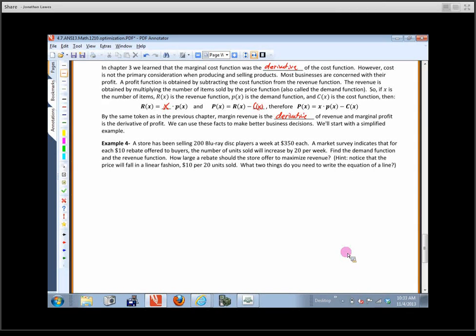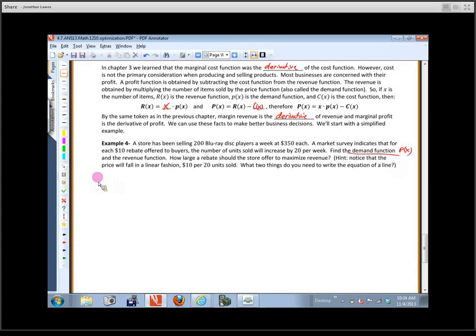All right, so it says find the demand function. And again, another way you could think of the demand function is the price function. And the revenue function. How large a rebate should the store offer to maximize revenue? Okay, so this is what we've got to figure out first. It says find the demand function and the revenue function. So let's focus on this right here. Let's find the demand function or the price function P of X. What is the price based on how many we sell?